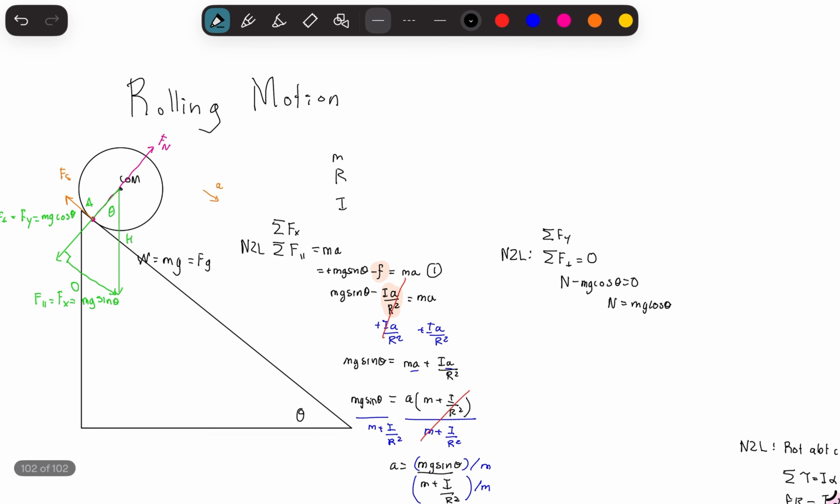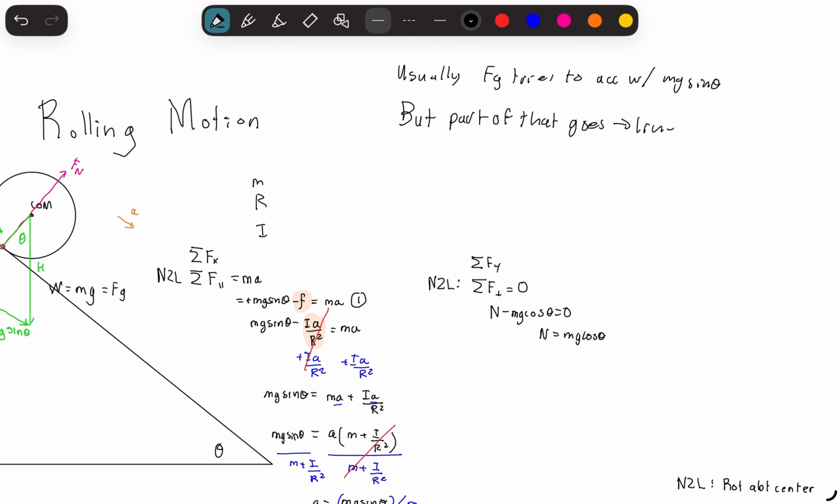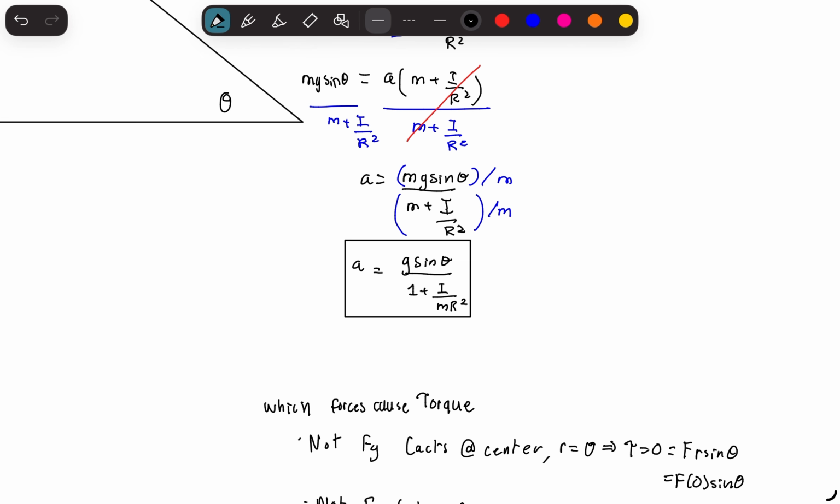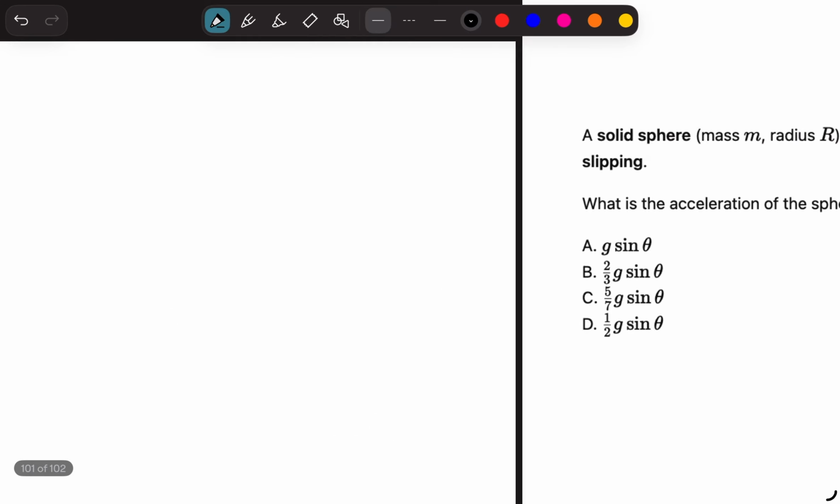So usually what you have is Fg tries to accelerate with an mg sine of theta. But here, because we have rolling motion, part of that goes into our linear and our rotational motion. So then your acceleration is going to become this form that we just derived here. So now let's do some practice problems that demonstrate this concept.